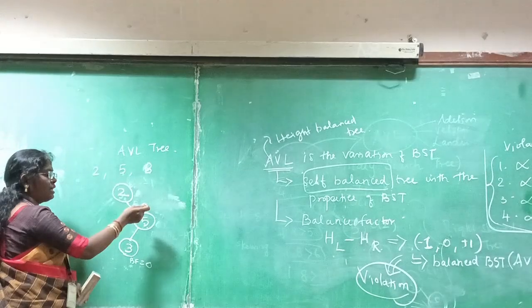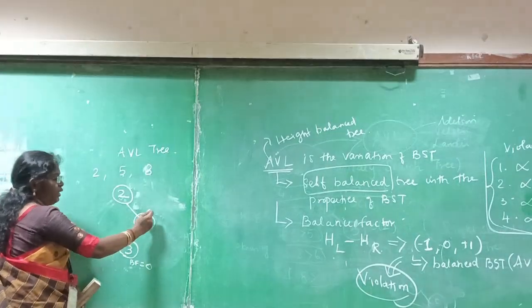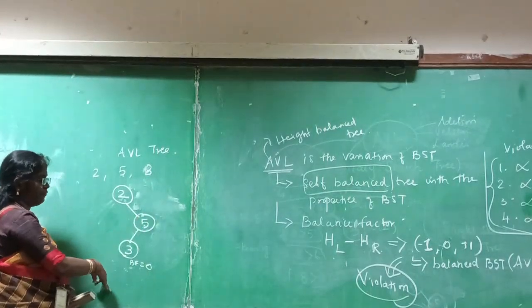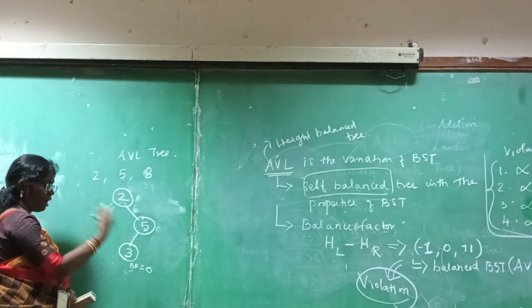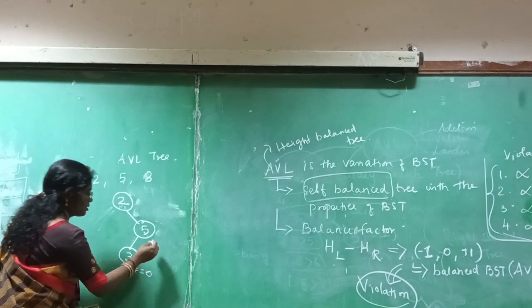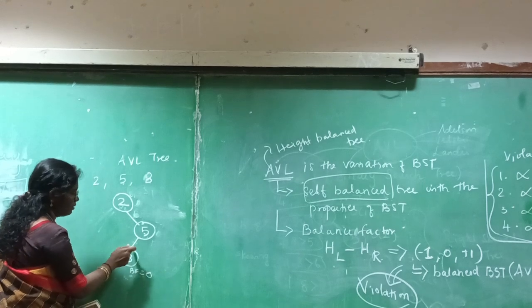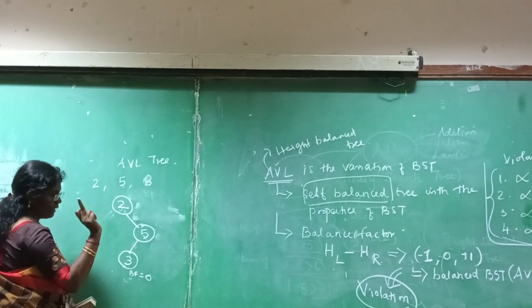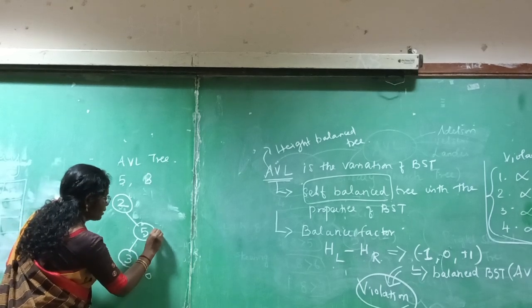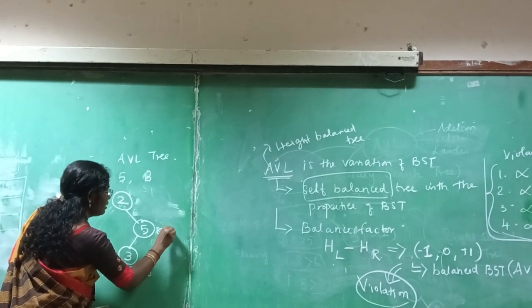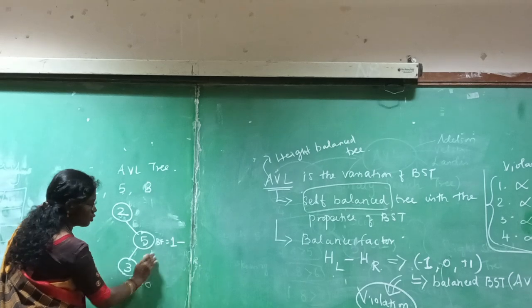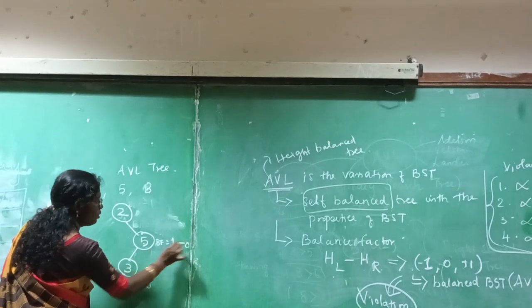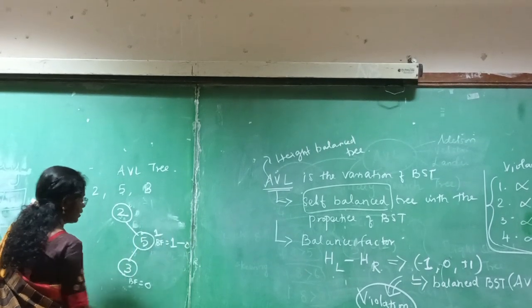Here the hint is start from the respective node. You have to reach till the leaf. Take one longest path, count the number of edges. So I have considered this path. From this node till the leaf I have taken one path. In that path only one edge is there. So my height of the left subtree is 1 minus, there is no right subtree for 5. So 0, 1 minus 0, 1. Anyway, this is within the limit.